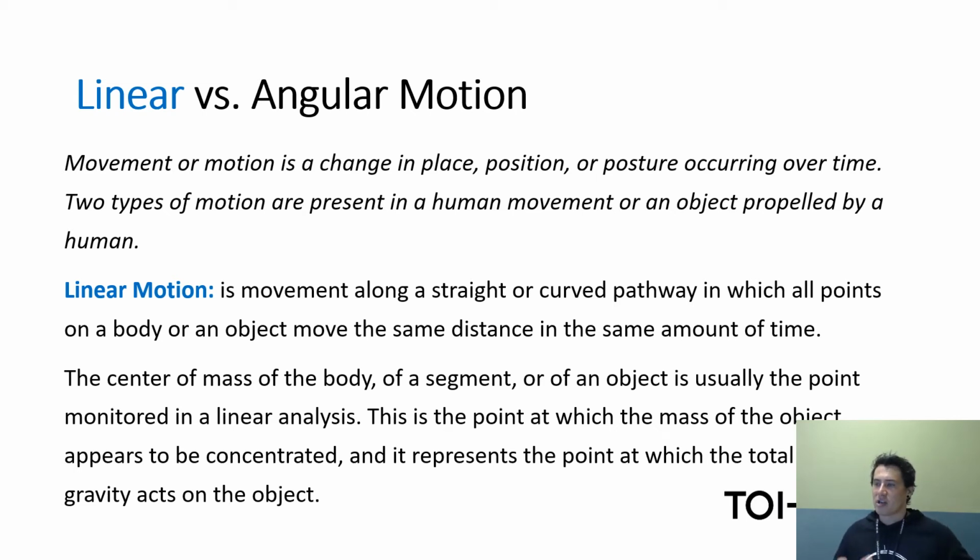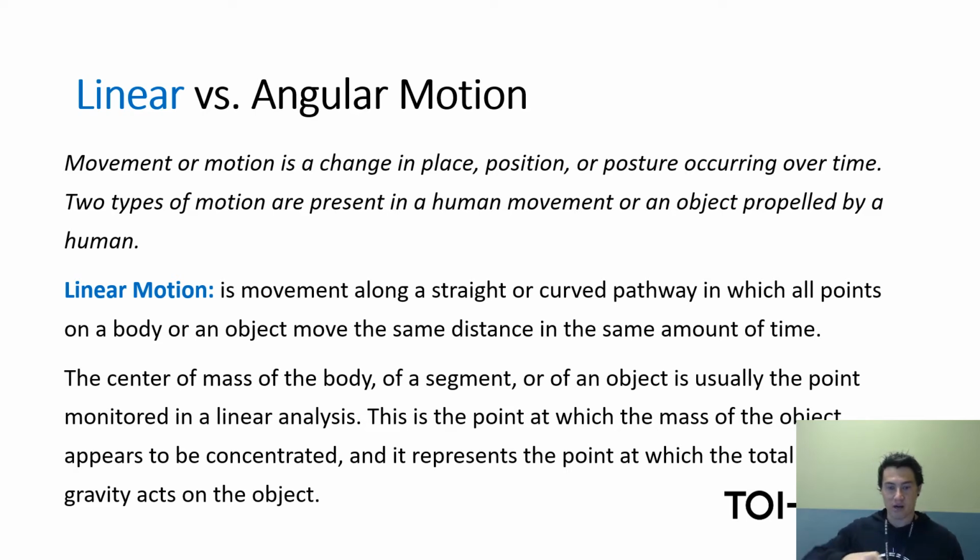There are two types of motion present in human movement, or when an object is being propelled. I think of propulsion as us moving something like a shot put or a javelin or a ball. So we've got this idea of linear motion, and that's a movement in a straight line. So think linear, straight line. The line can also be curved, but the idea is that every point within the body or the object is moving at the same distance or the same speed at the same time.